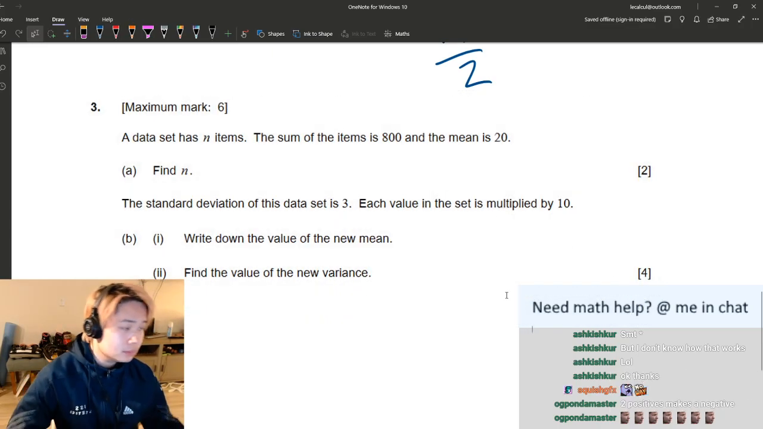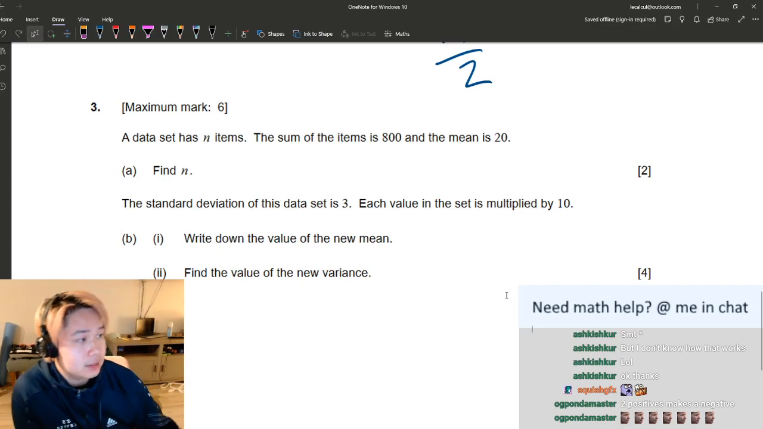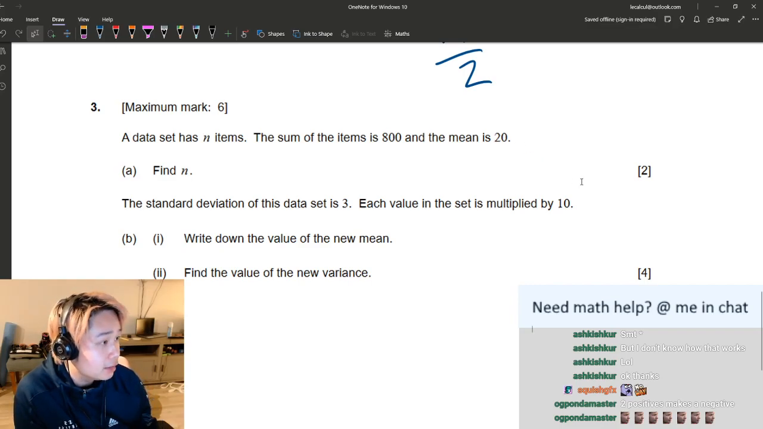Aha, something my students can finally know what's going on. So if I have a set of data and there's a certain amount of data points, and I know if I add up all of the data it's going to be 800, and I know the mean is 20, how can I find out how many data points there are?